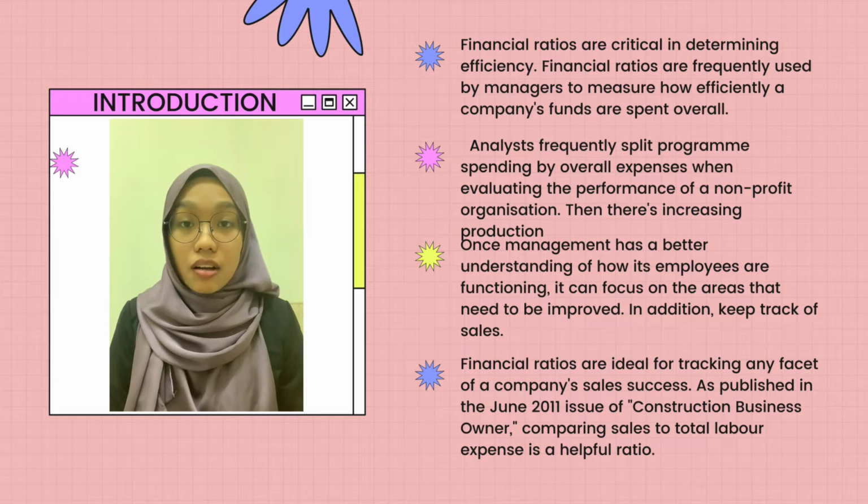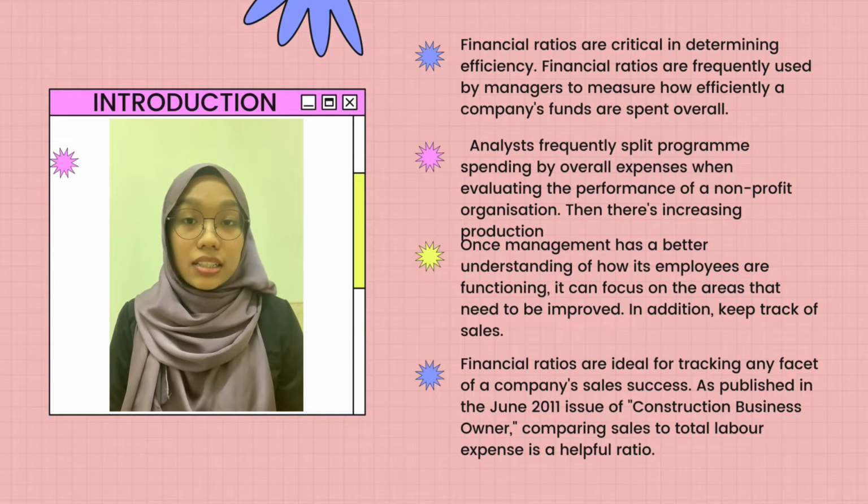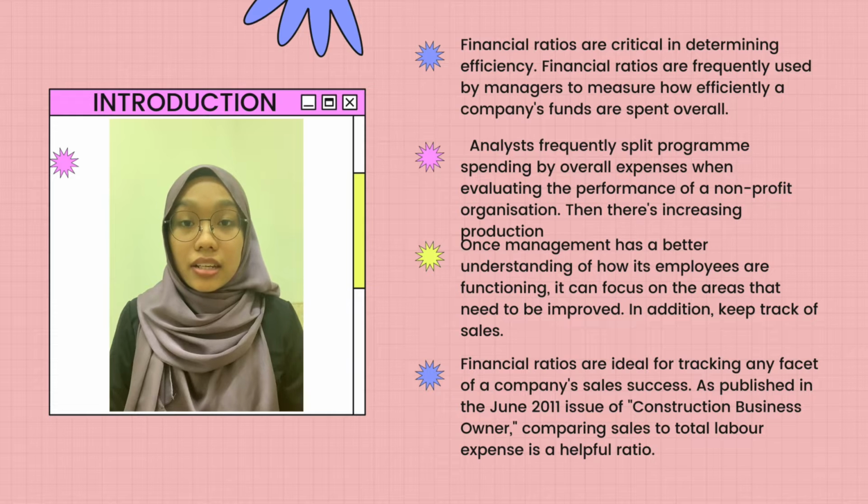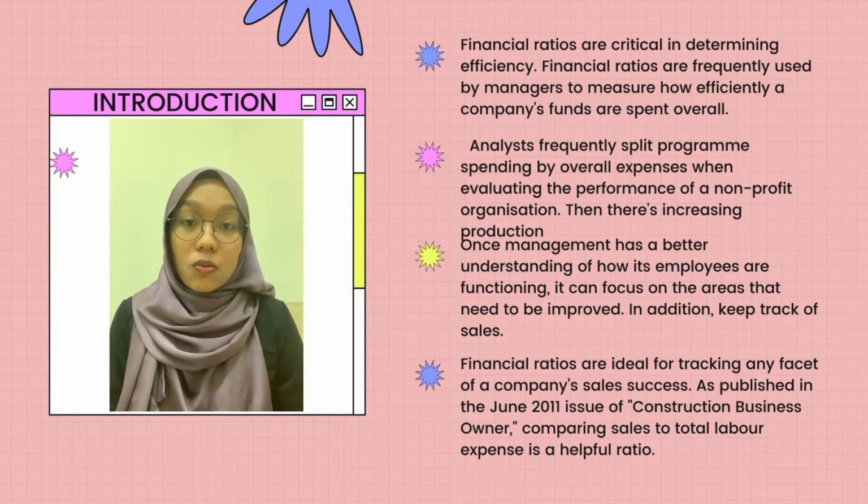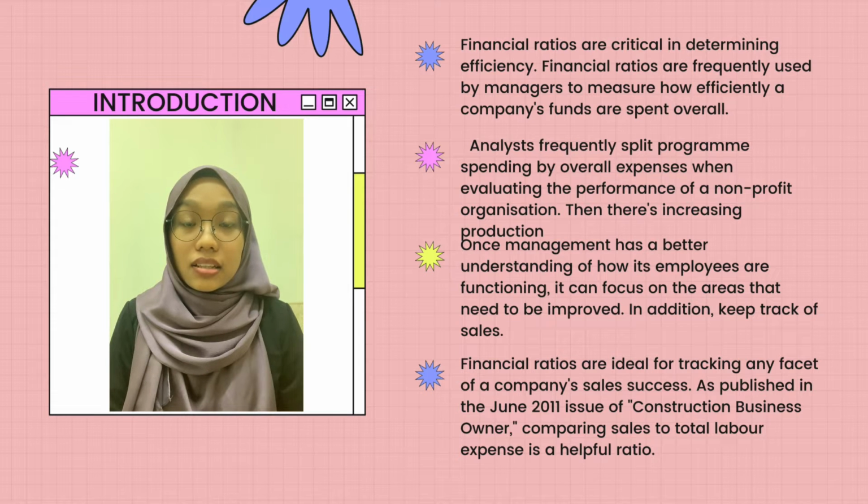Financial ratios are frequently used by managers to measure how efficiently a company's funds are spent overall. Analysts frequently divide program spending by overall expenses when evaluating the performance of a non-profit organization. Then there is increasing production. Once management has a better understanding of how its employees are functioning, it can focus on the areas that need to be improved.